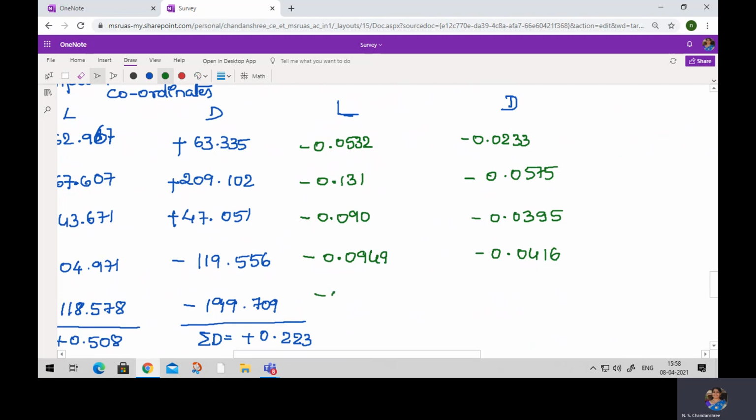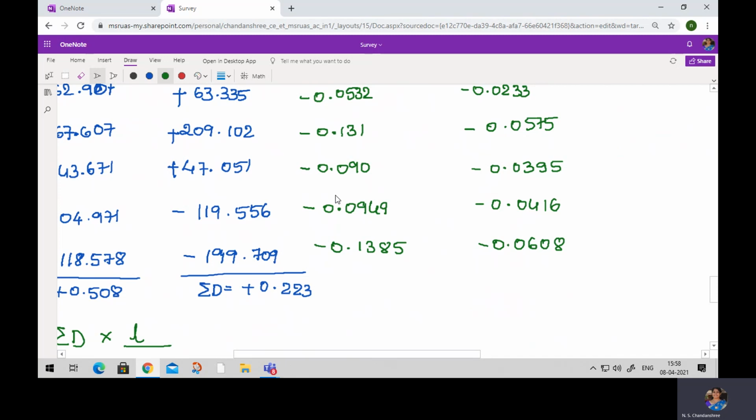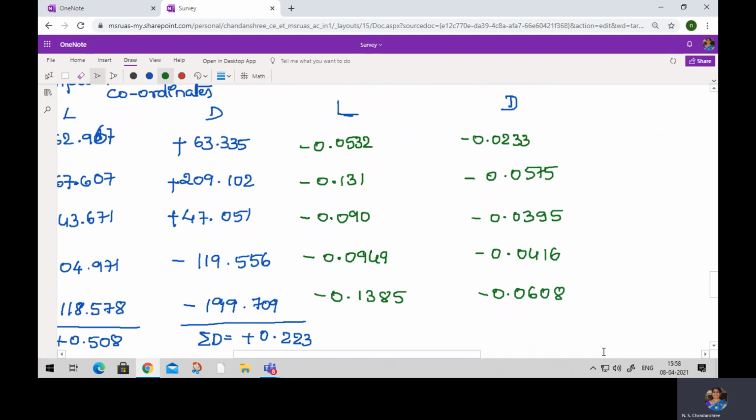Next is minus 0.1385, and this is minus 0.0608. Now to check whether the corrections that you have calculated are correct or wrong, we have to do the summation.